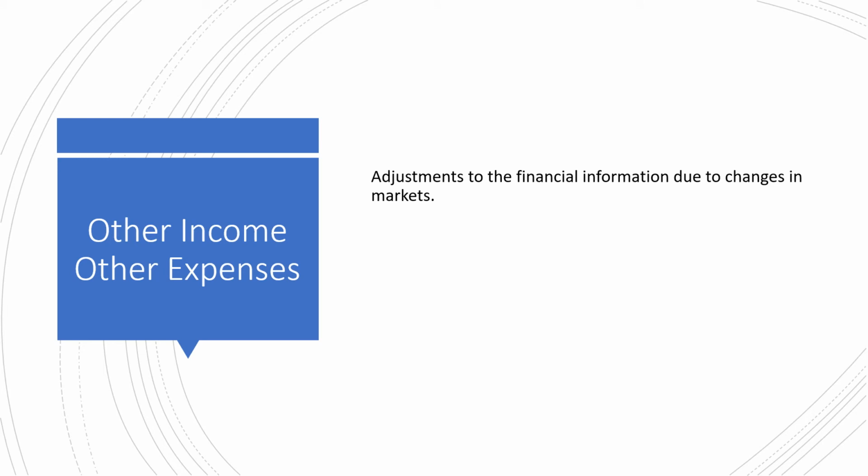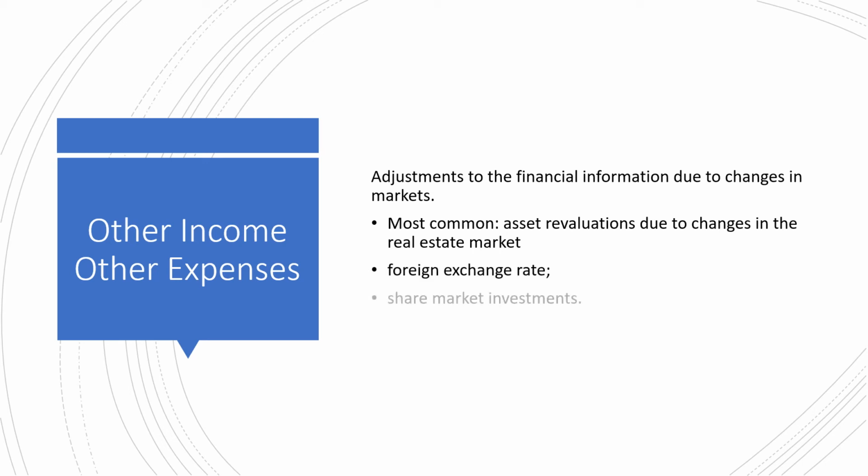Other income and other expenses. What do you put in there? These are really adjustments to financial information due to changes in the market. The most common are asset revaluations due to changes in the real estate market. For example, you might have a building. It was valued at $1 million last year. This year, it is valued at $1.1 million. That revaluation goes into other income. It also includes changes in foreign exchange rates and any changes in the value of share market investments.